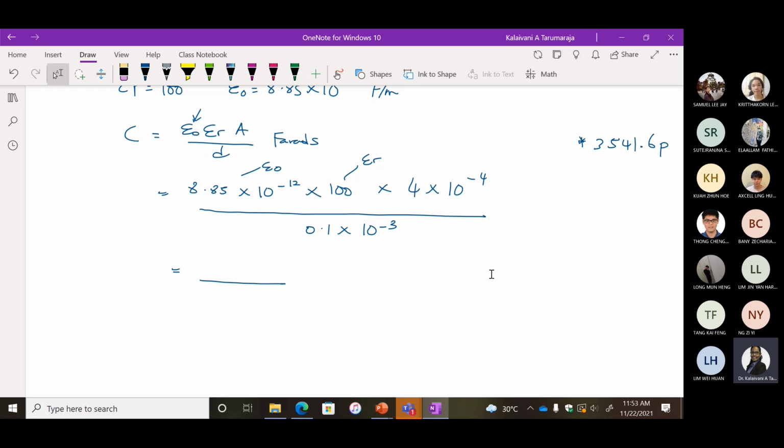Just substitute in your equations and calculate. Anyone?